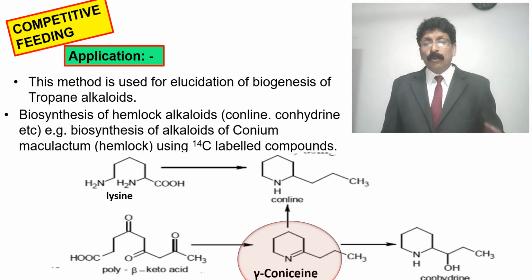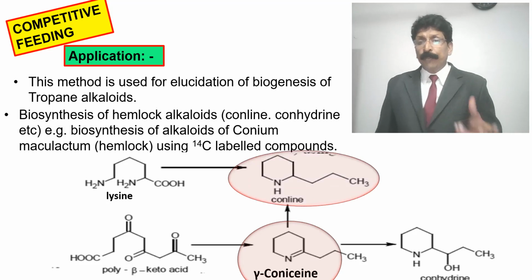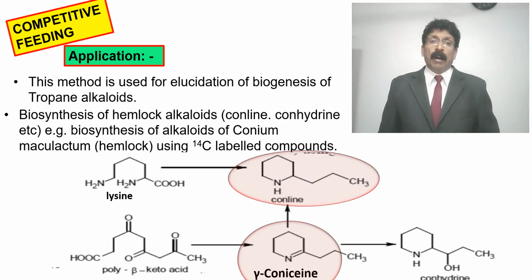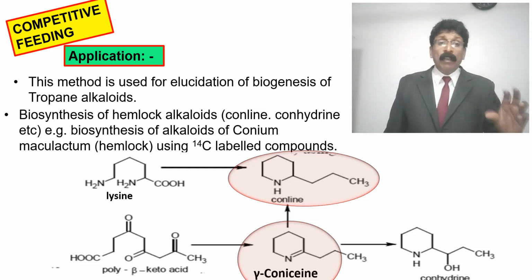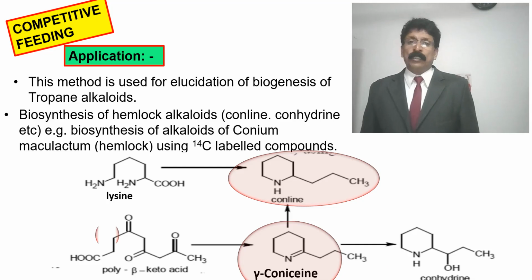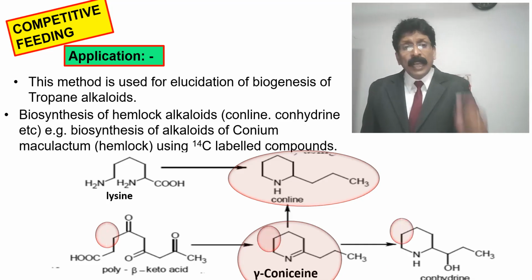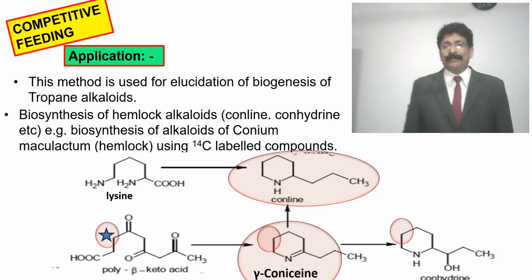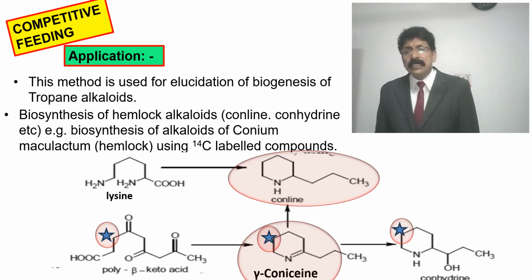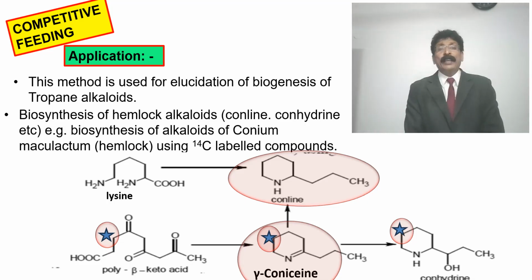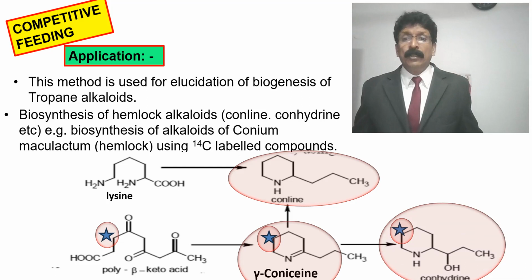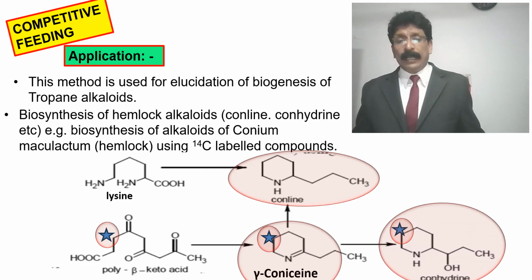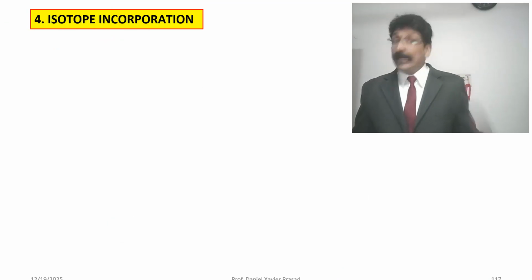Gamma-coniceine is responsible to give conhydrin, or lysine passes through coniine directly, or the poly beta keto acid is responsible, which can be identified by having a very clear carbon 14 in the poly beta keto acid, or even lysine can be used for this purpose and to study. So this is how we are labeling the compound and identifying. This is a competitive feeding method example, of how you can study conhydrin present in the hemlock plant, Conium maculatum, an interesting example.